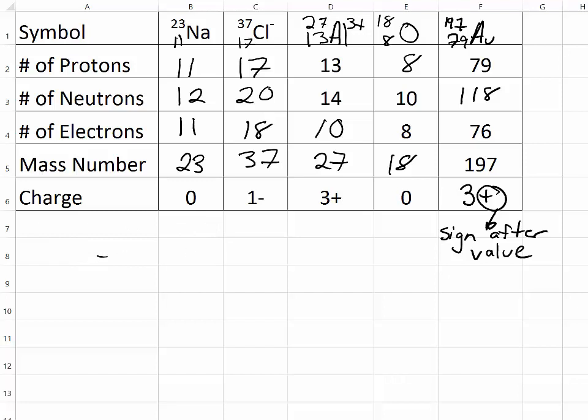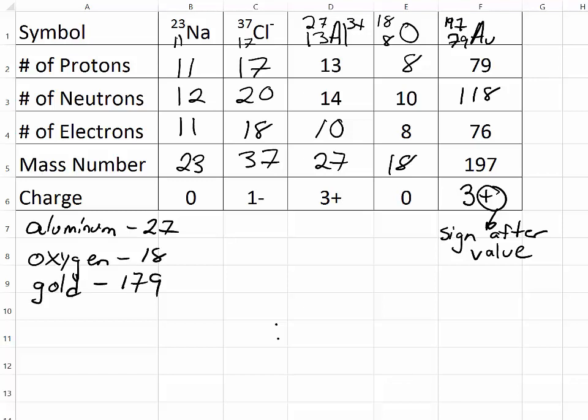What are the other names for some of these other nuclides here? So we did sodium, we did chlorine, we also have aluminum 27. We also have oxygen 18 and gold 197. And just to reinforce, we also have chlorine 37 and sodium 23.